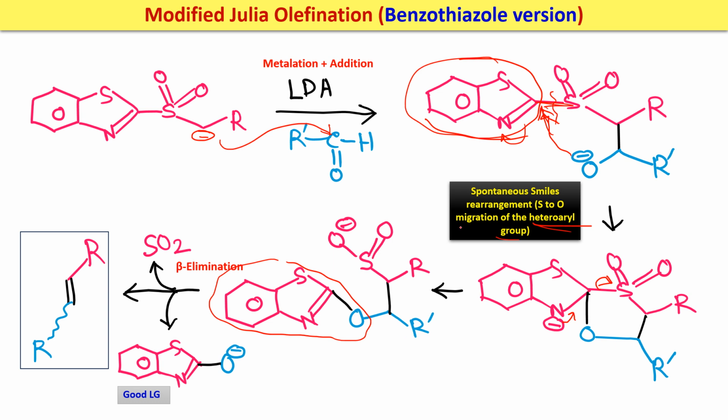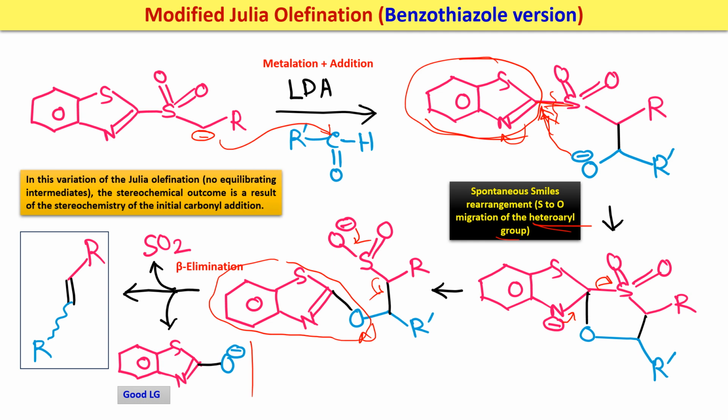Because of this electron deficient nature of this heteroaryl group, we are getting a different mechanism, and there will be removal of this SO2, that is a gas. There will be CC double bond formation, and this will be removed. So finally we are getting a mixture of alkene Z and E. And remember, this is a good leaving group.